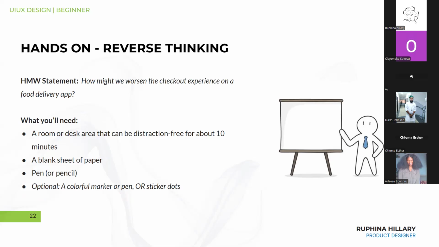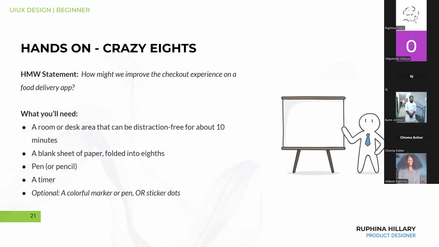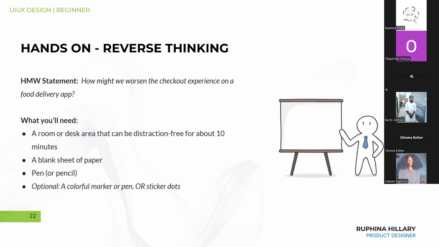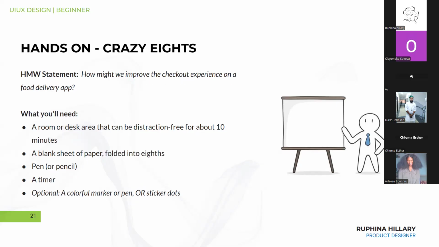For the reverse thinking now, we're going to reverse the how might we statement, and we're going to ask ourselves, how might we worsen the checkout experience on a food delivery application? So I'm going to leave this question out there. Let's just start thinking.